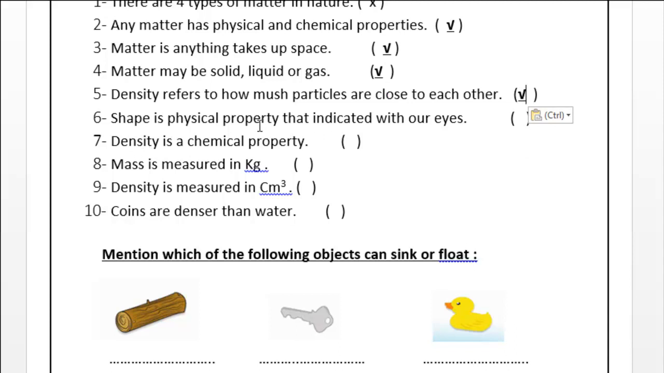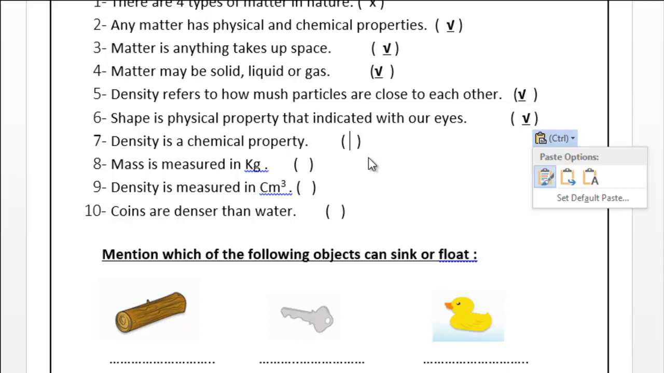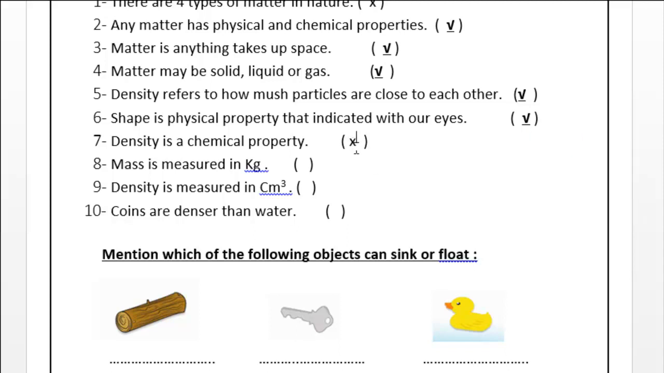Shape is a physical property that is observed with our eyes. This is true. Density is a chemical property. No, density is a physical property. Mass is measured in kilograms. Yes, that's right. The mass is measured in kilogram and gram and ton. Density is measured in cubic centimeters. No. The volume is what is measured in cubic centimeter, liter or milliliter. Coins are denser than water.